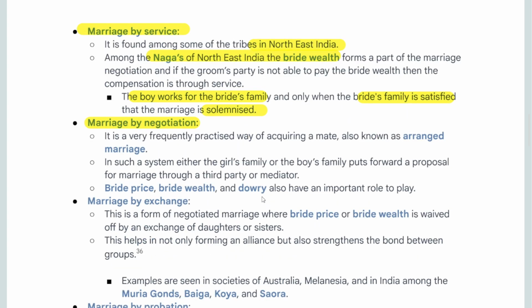Yeah. Then there's marriage by negotiation. This is probably the most common globally, similar to what we often call arranged marriage. Right. Usually involves a third-party mediator, someone respected by both families, who proposes the match and helps sort things out. Bride price, bride wealth, dowry, these often play a role.